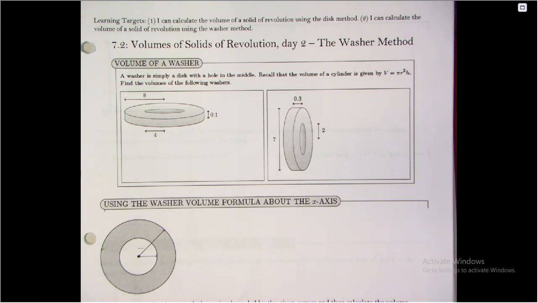Welcome to our notes for 7.2. This would have been day 2 if we were in class together. We would have worked today on what is called the washer method.